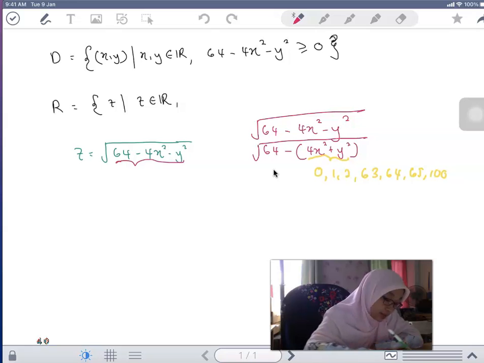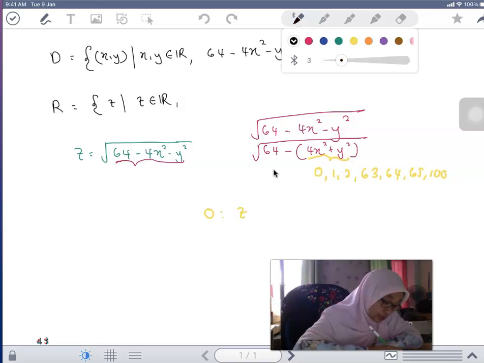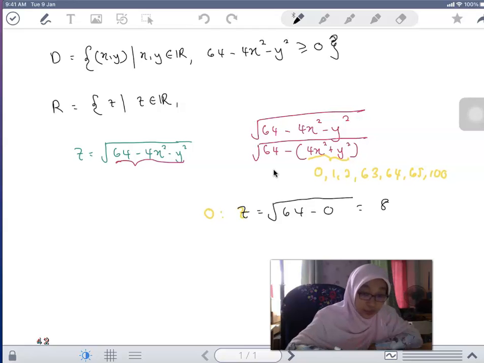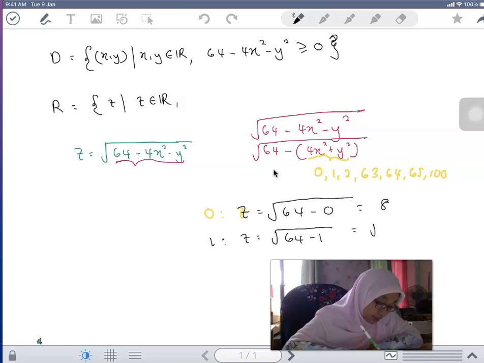Okay, now let's say you choose the first one, 0. So your z, 64 minus 0 will give you 8, right? Because the square root of 64 is 8. And then when you choose 1, now look at what happened to the value. 64 minus 1, and you get a smaller value, which is the square root of 63. It should be smaller than 8. You can check. And then keep going.